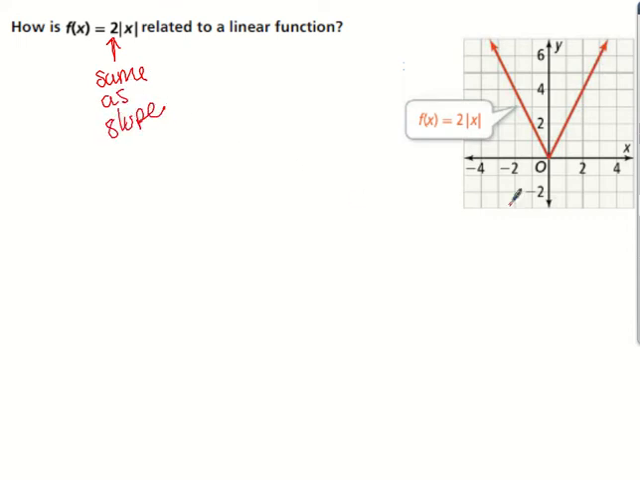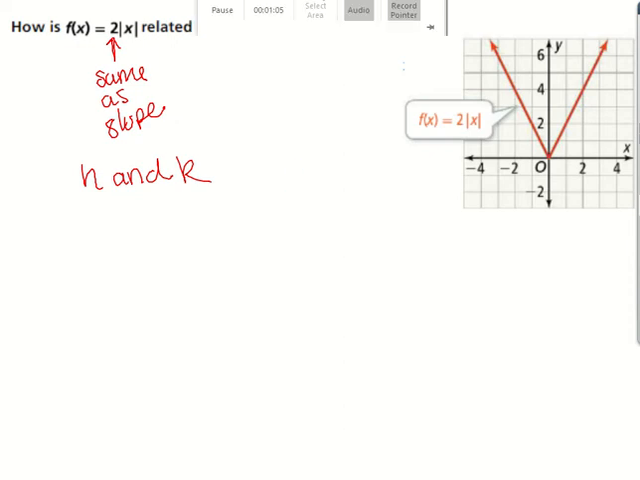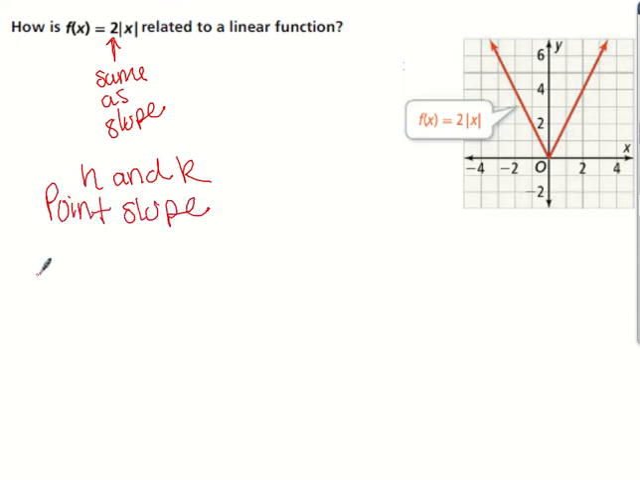We also kind of learned that like h and k, but we're going to see if you can answer this. Pause. All right, so what I was going to say was that like h and k was like point slope form. You guys remember that? So where we had y plus y1, well, that's kind of like our k. And then we had, you know, parentheses x minus x1, and that's kind of like our h. So that's where that kind of is similar to those linear functions.